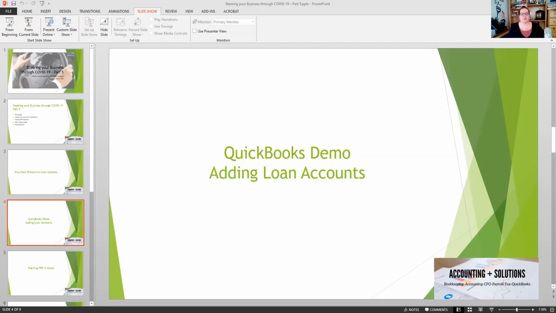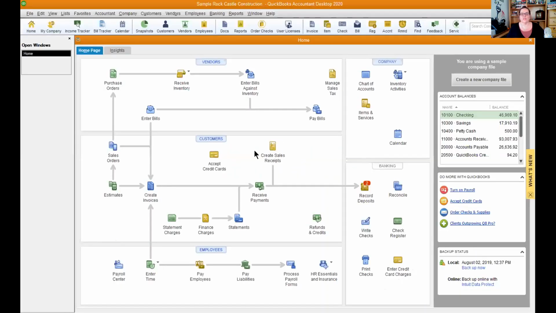Okay, so I'm just going to jump over real quick and show how I would like it from my perspective and how I think the loans should be set up, both the PPP and the EIDL. So we'll jump over to QuickBooks Desktop first.